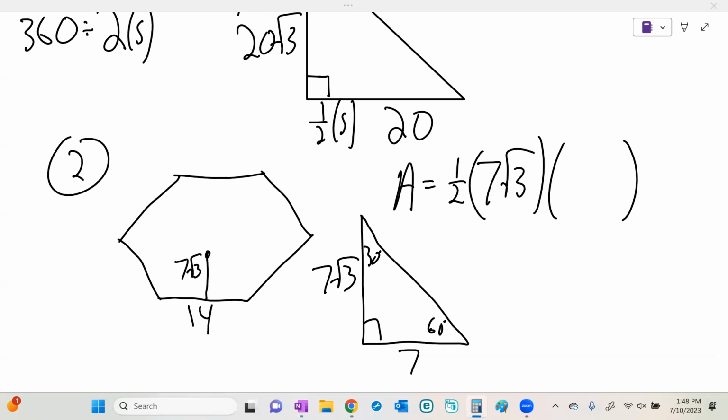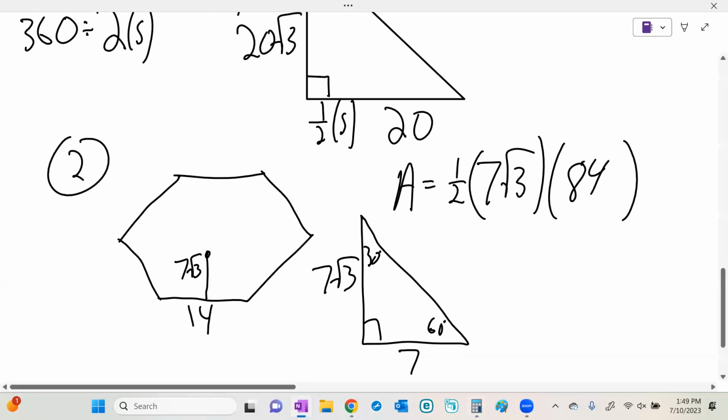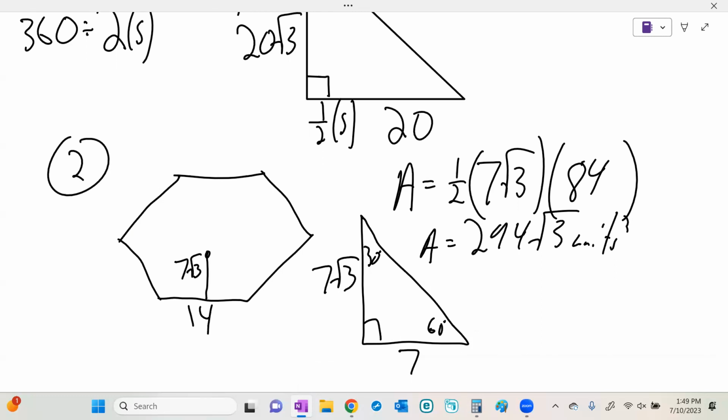I don't know what that is. 14 times 6, 84. And now you can sit there and figure it out. We'll leave this one with the square root. 84 times 7 divided by 2, 294 square root 3 units squared. So see, they could give you different parts, and then you would go through and figure out different aspects of that.